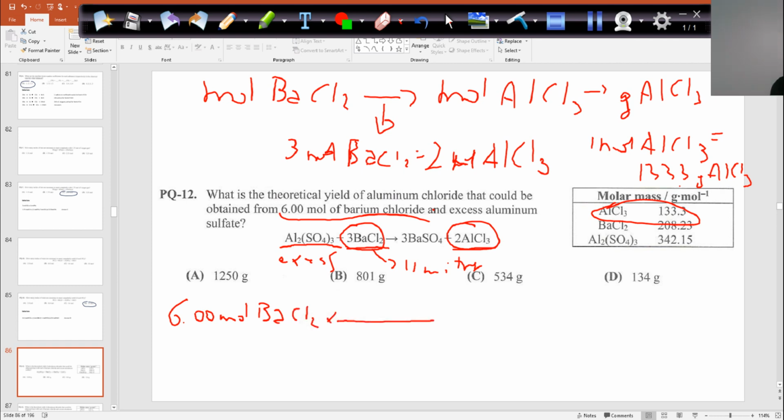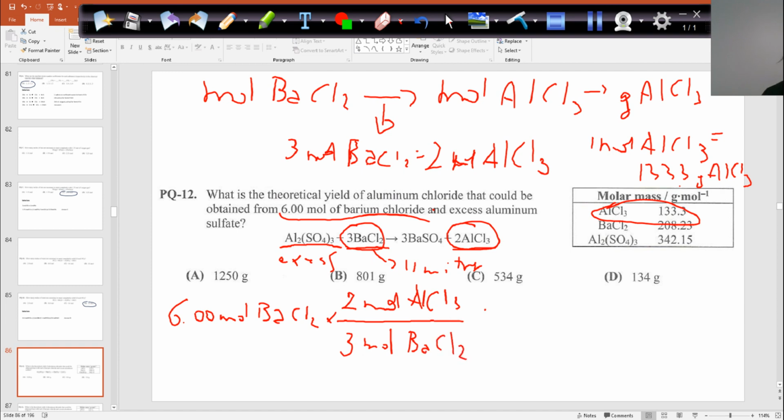I'm going to use my first conversion factor, which is 3 moles of barium chloride to 2 moles of aluminum chloride. What do I put on top? What do I put at the bottom? Top is where I'm going, right? Bottom is what I want to eliminate. So I'll put 2 moles of aluminum chloride over 3 moles of barium chloride.